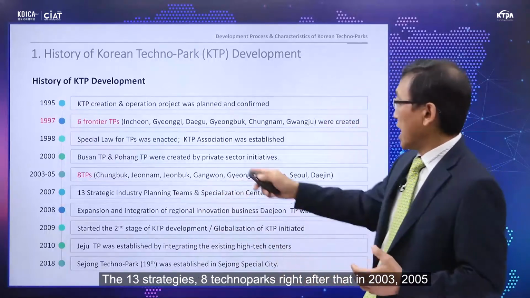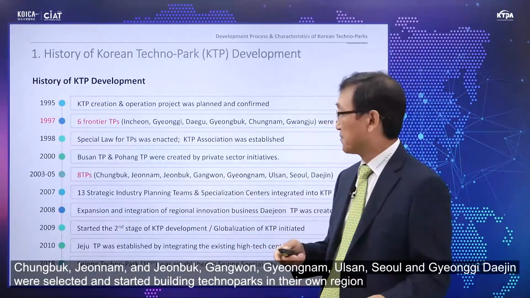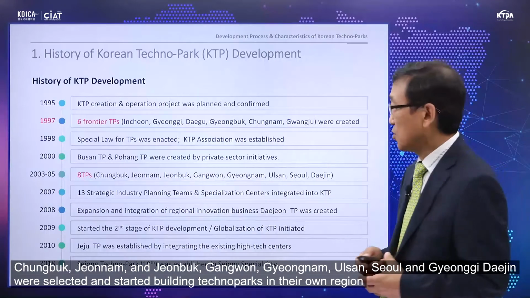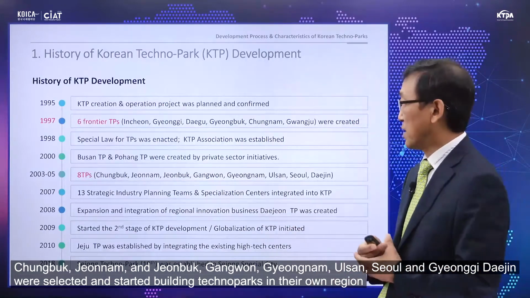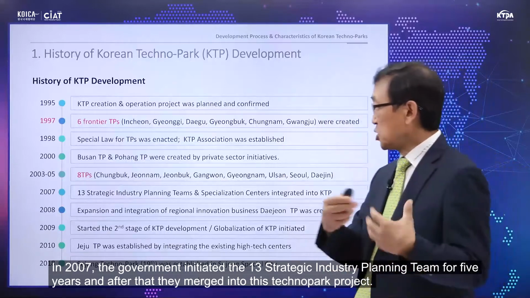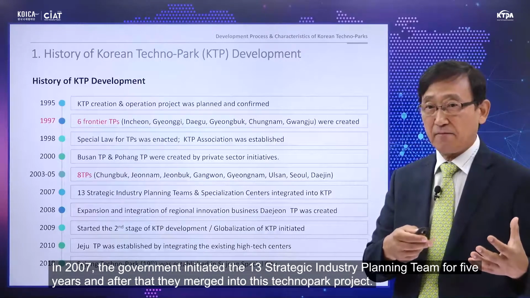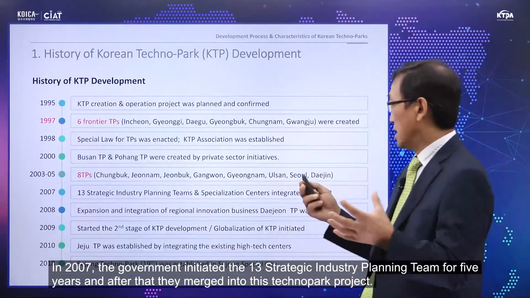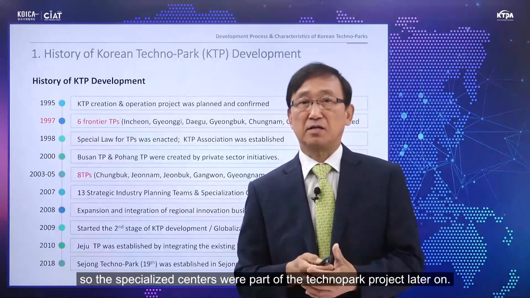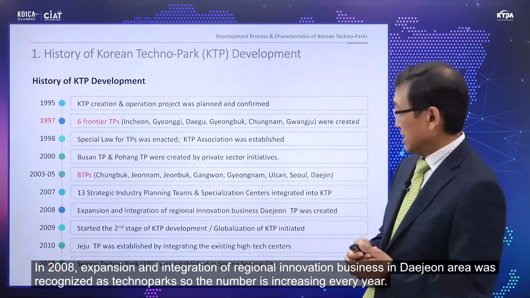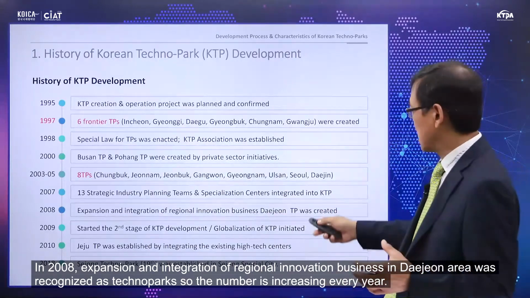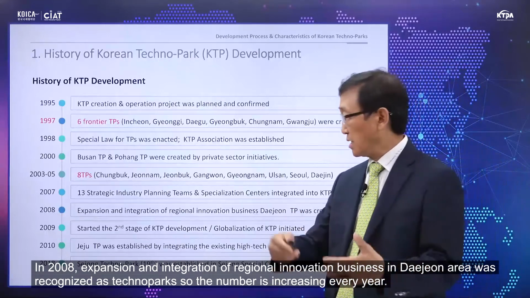Then 13 strategic Technoparks right after that, in 2003 to 2005, Chungbuk, Jeonnam, Jeonbuk, Gangwon, Gyeongnam, Ulsan, Seoul, and Gyeonggi Daejin were selected and started building the Technoparks in their own regions. In 2007, the government initiated a 13 strategic industry planning team for 5 years. After that, they merged into the Technopark project, so the specialized centers became part of the Technopark project later on. And in 2008, the expansion and integration of regional innovation business in the Daejeon area was recognized as Technoparks. So the number is increasing every year.